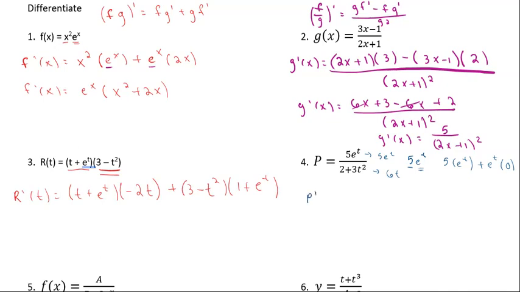And so the derivative of p. So what does this look like? Well, it looks like the bottom, so 2 plus 3t squared times the derivative of the top. We figured that out. That was 5e to the t. Plus the top times the derivative of the bottom. We figured that out. Oops, sorry, it's minus. Let's fix it. There we go. Top times derivative of the bottom, minus for your quotient rule.